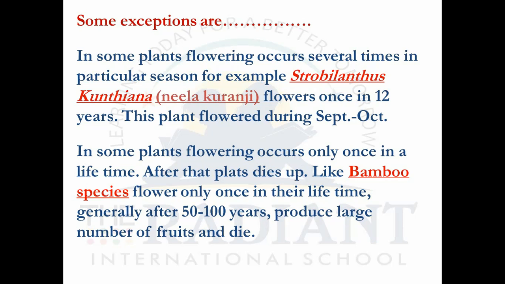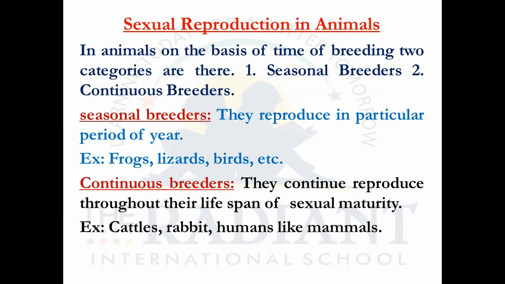Okay students, so this is about sexual reproduction in plants. Now here, in animals, on the basis of breeding time, the animals are classified into two types: seasonal breeders and continuous breeders. Seasonal breeders means they reproduce in a particular season only. They cannot breed or reproduce the whole year.